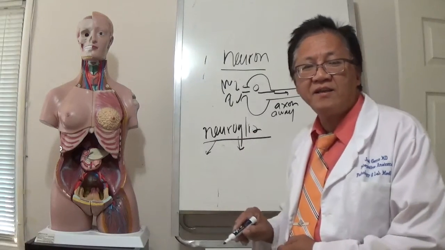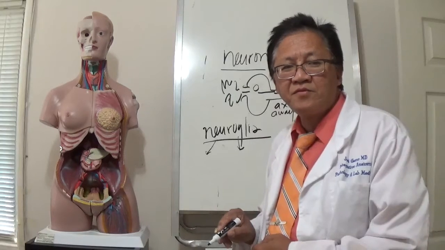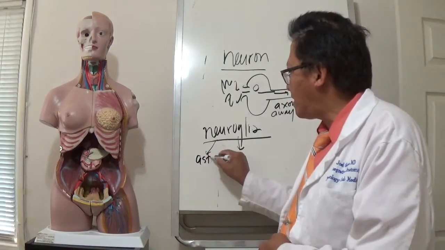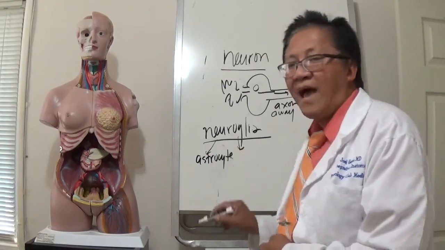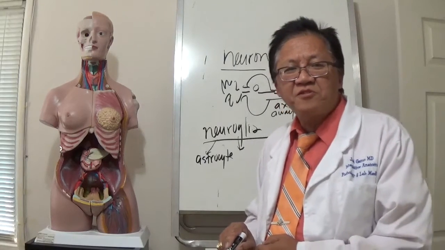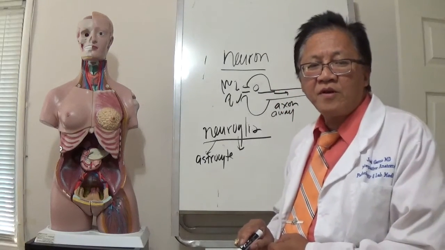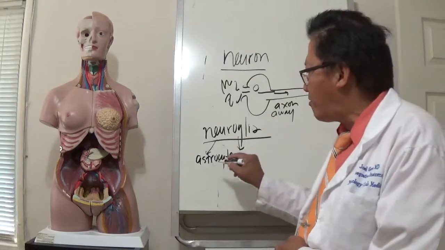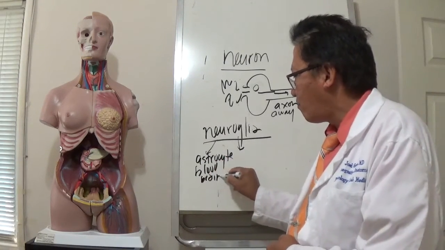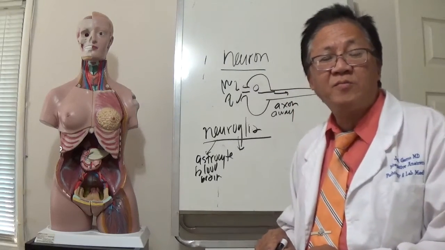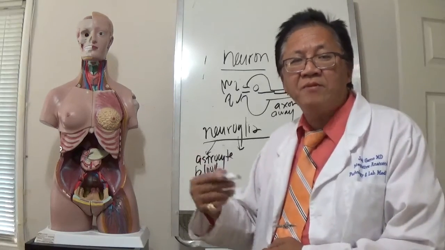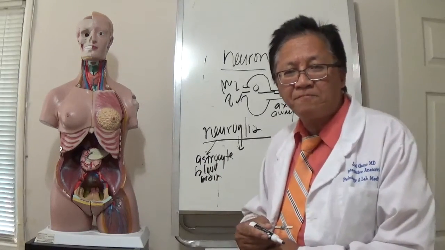Neuroglial cells can be classified into different types. The first one is called the astrocyte. This particular cell is responsible for the formation of your blood-brain barrier. This is important in protecting the brain, especially from substances that may harm it. That's why this blood-brain barrier is very important.